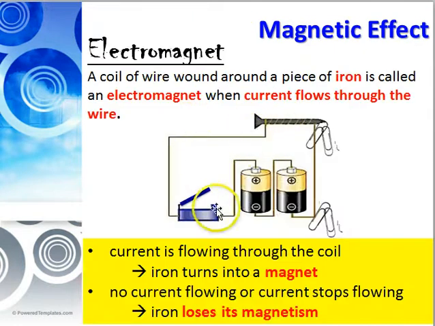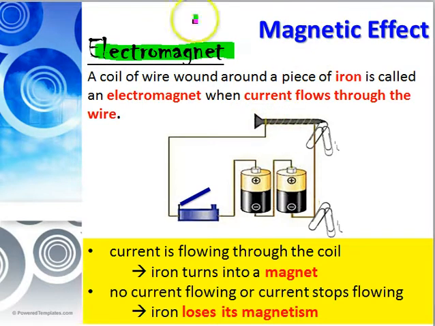In fact, for example, I have a circuit over here. I have an iron nail over here. So what happens is that when the current is flowing through the iron nail, it becomes a magnet. And then when I switch off the circuit, it will stop being a magnet. It will lose its magnetism. We say that this iron is known as the electromagnet.